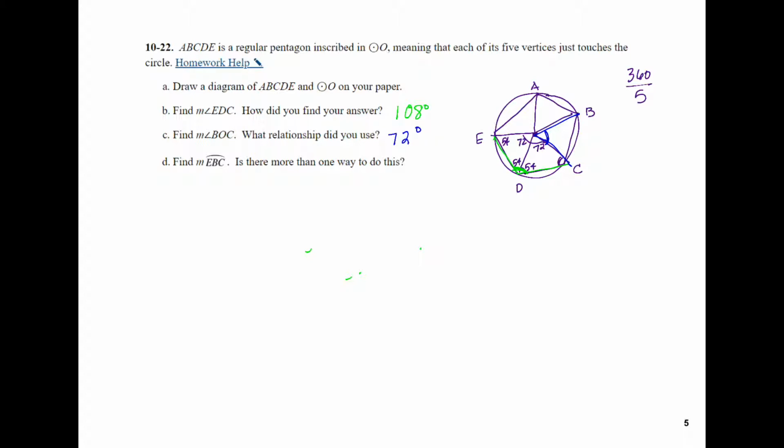Find the measure of arc EBC. If we go EBC, we're looking for this whole arc. So this arc is 72, 72, 72, times 3 would tell us that that whole arc is 216 degrees. Remember, you can also look at EDC as an inscribed angle to figure that out as well.